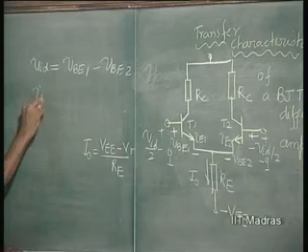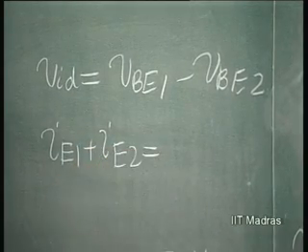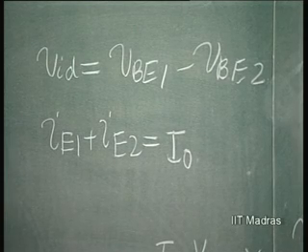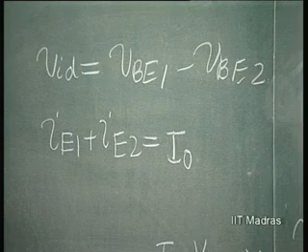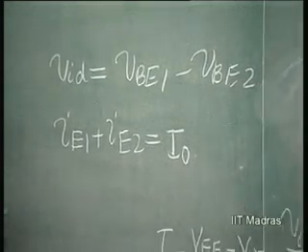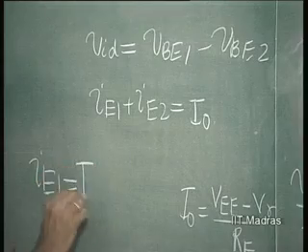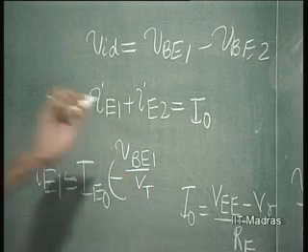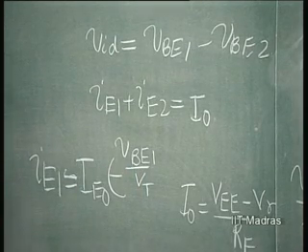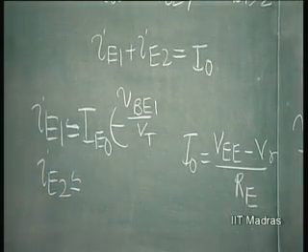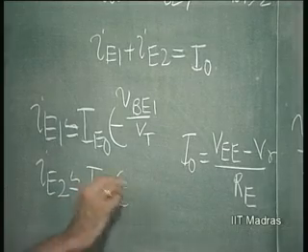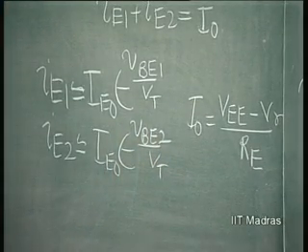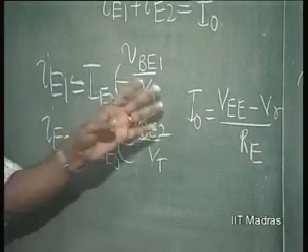Next, IE1 plus IE2, instantaneous values of the two emitter currents, will always equal what? I naught. This is also always valid, Kirchhoff's law. Now, we also know that IE1 according to the diode relationship is approximately IE naught exponent VBE1 by VT, the minus 1 I am ignoring. Then IE2 is approximately equal to what? IE naught exponent VBE2 by VT. This also we know at any instant of time, no approximation involved, except that the minus 1 is ignored.